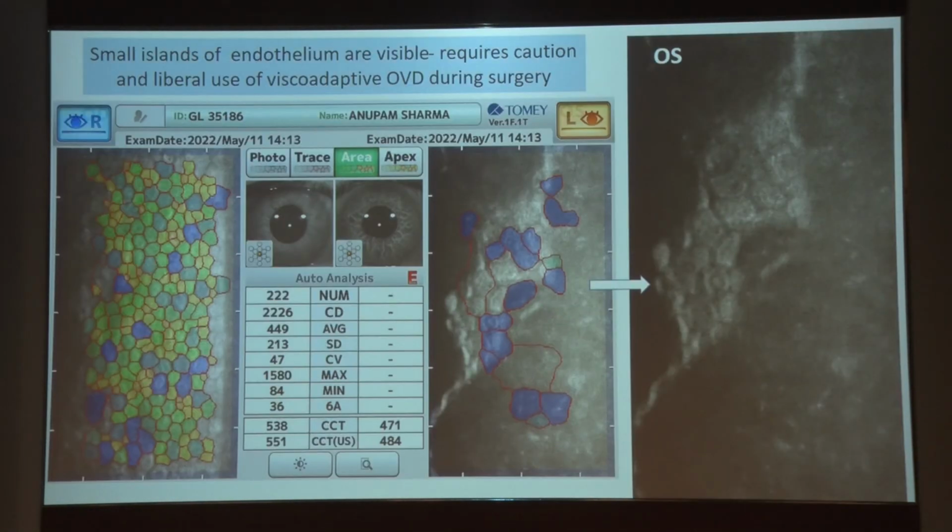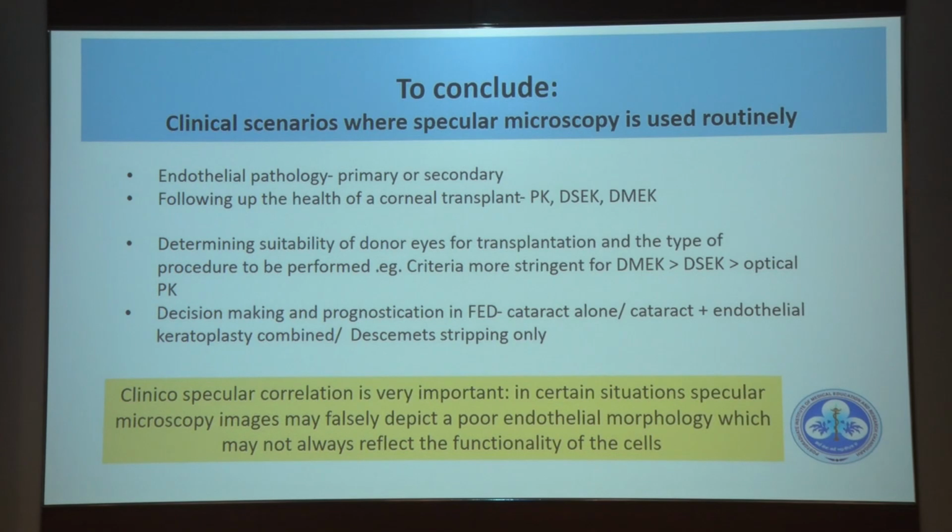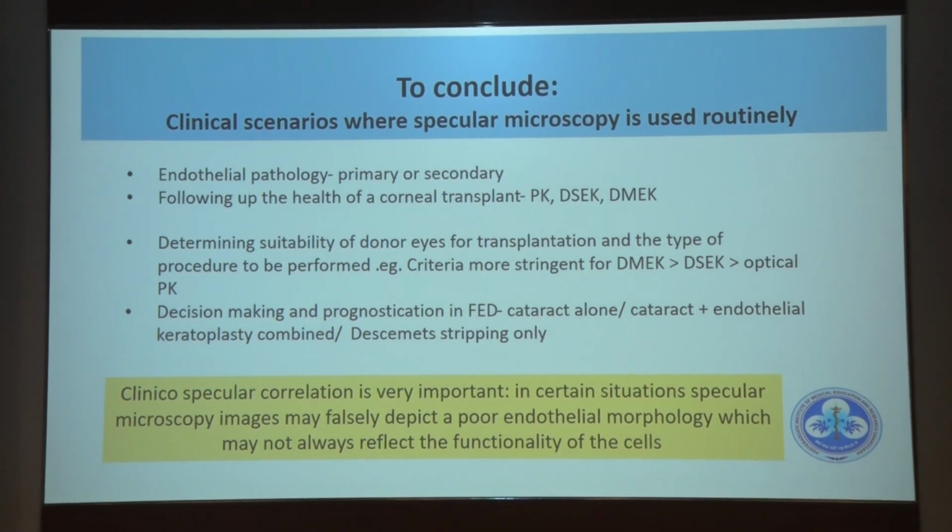And so this is a patient of uveitis where you see much fewer cells, right? And a patient with Fuchs heterochromic uveitis. So I'll just finish that. Specular microscopy is clinically useful in many scenarios. So you see endothelial pathology, primary or secondary. Then following up the health of corneal transplants. As you do corneal transplantation, over years the cell count decreases, so you can see the health of corneal transplants or status post-rejection. Determining the suitability of eyes for corneal transplantation.